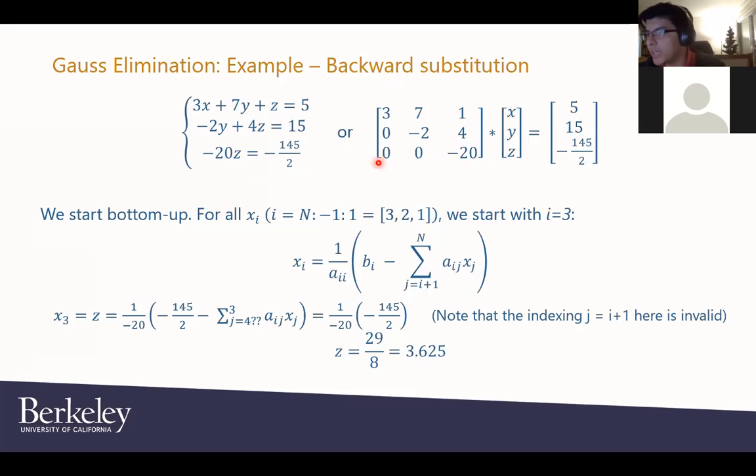Why? Because we have this row that's super nice and pretty that simply says that -20 times Z equals this guy. So we can solve for Z. Z equals this guy over -20.